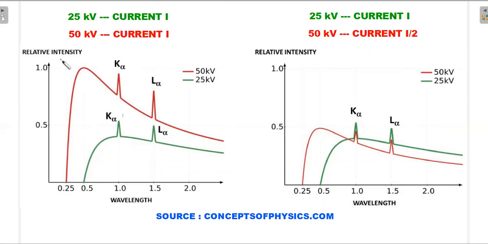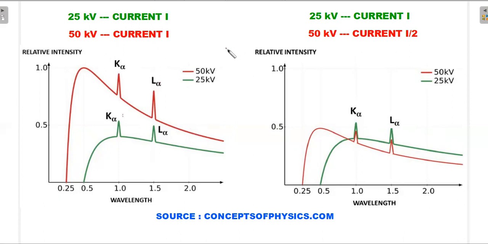And in this one, relative intensity versus wavelength, I have changed the green to red, where the current in the filament I kept the same, but the voltage has been doubled. If the current is kept the same but voltage is doubled, like we have seen in the concept 1 graph, the cutoff wavelength is going to reduce to half, right? And also correspondingly, for all wavelengths, the intensity will rise.